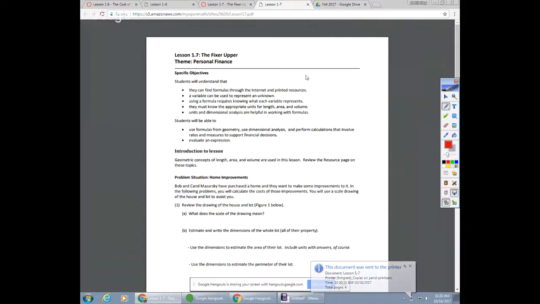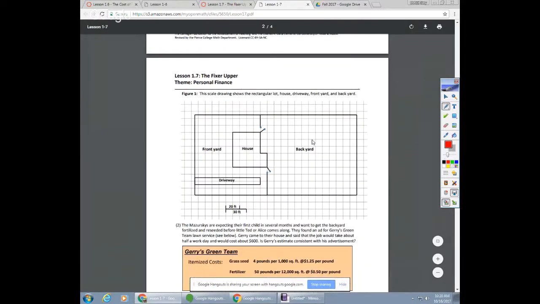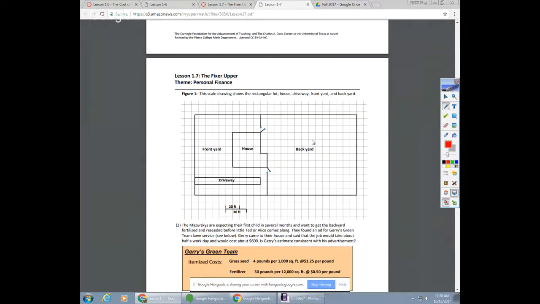In case you need some scratch paper, this is a particular piece of scratch paper relating to a scale drawing of the house and yard of the people who are going to help out here.